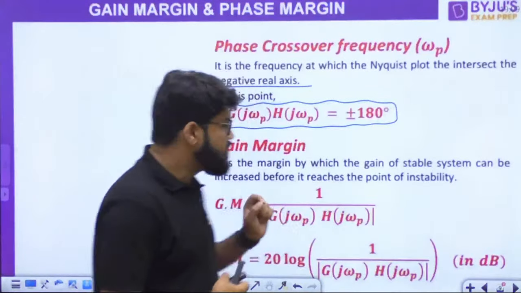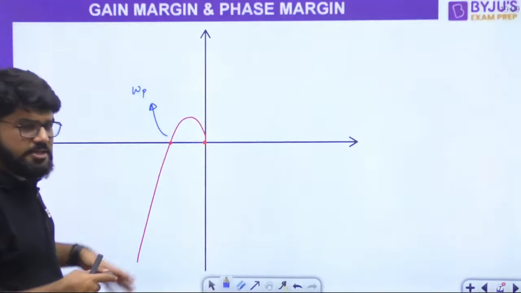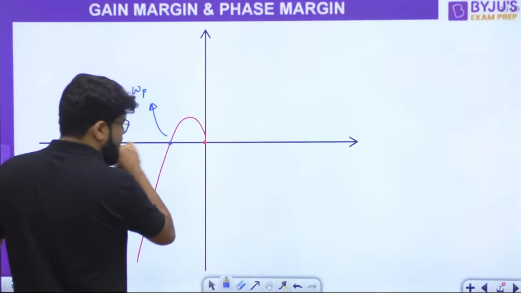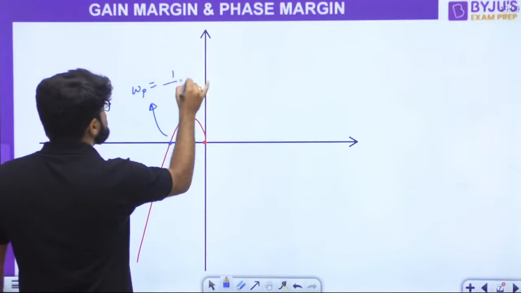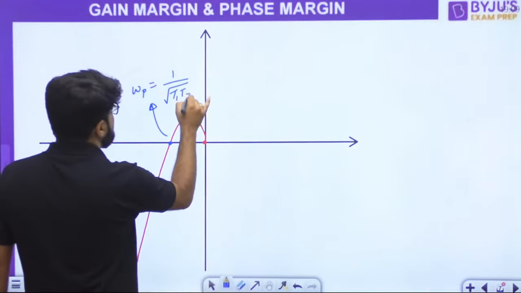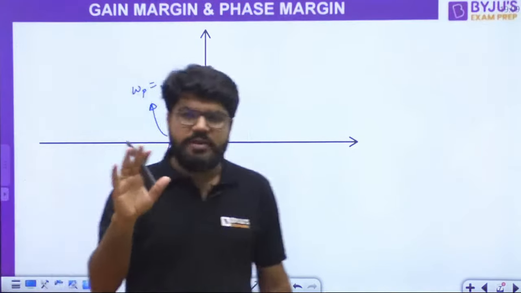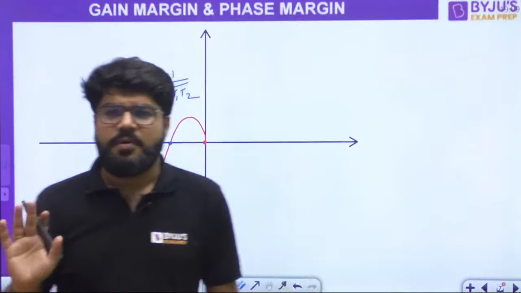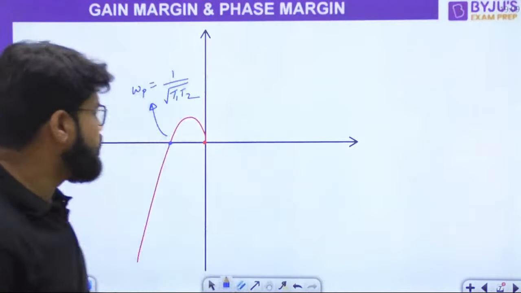But here, if you see, this is the polar plot already discussed with us. So the frequency at which the plot intersects the negative x-axis is already known to us, 1 upon under root T1 T2. For this function it is known, not always. For other types of function, I will give you the formula based approach, but this is already a known value.